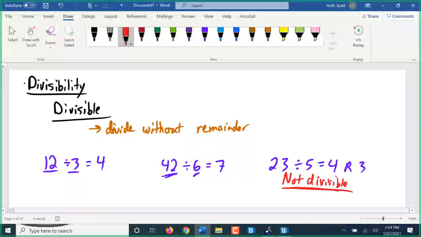Those don't count. It has to divide, not only give us a division without remainder, but it has to have a result that's a whole number.